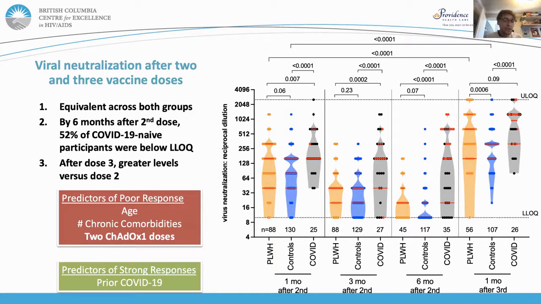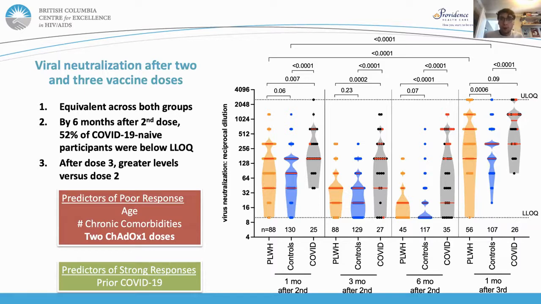We do see that long-term at the 6-month time point after a 2nd dose, about 52% of COVID-naive participants had very, very low neutralization ability. It was actually below the lower limit of quantification. And this suggests waning of neutralization ability over time and is supported by the decrease in vaccine effectiveness that we see over time. Importantly, on the far right, you see again data after the 3rd dose, and we're seeing again a boost in immunity after receiving a 3rd dose.